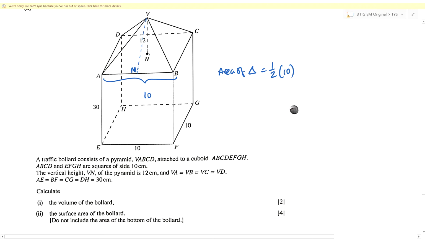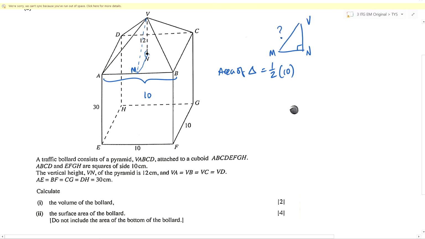So in order to find VM, which is not given to us, we need to construct a right angle triangle by ourselves. So the triangle will look like this. M, right angle, N, and this is V. This is the height that we require.